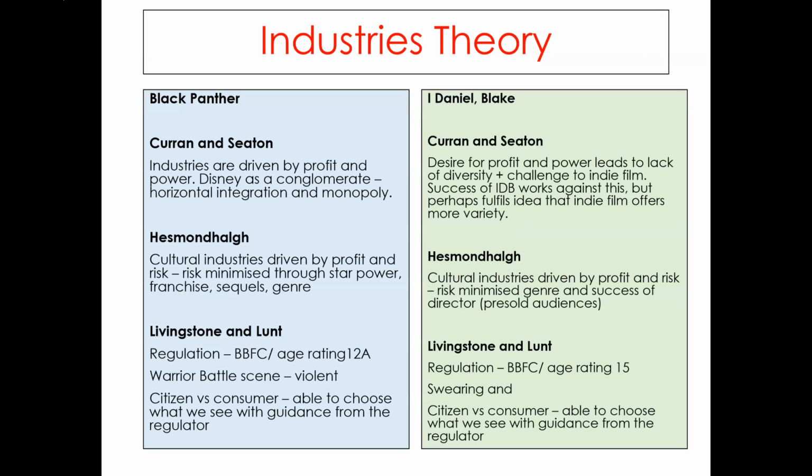Okay, let's recap then. So Black Panther, I'm just going to go through a little bit of each industry theory and then how they apply to that film. Curran and Seaton was all about the idea that the media industries are driven by profit and power. This is really applicable to Black Panther, which is owned by Disney. Disney is a conglomerate. Disney is horizontally integrated. And Disney is holding monopoly within the industry. So all of these things make Curran and Seaton's theory really applicable.